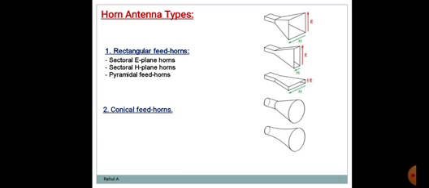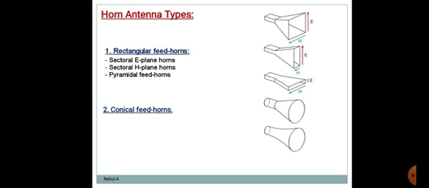Now the types of horn antenna. Basically this horn antenna is of two types, the rectangular feed horn and second one conical feed horn. A rectangular feed horn is again having subtypes like sectoral E plane, sectoral H plane, and pyramidal feed horn. On the right hand side of the screen you can see the structure of this sectoral E plane horn, sectoral H plane horn, pyramidal feed horn, and conical feed horn.